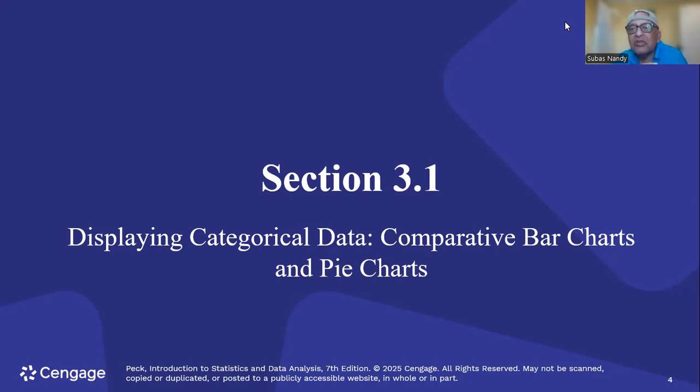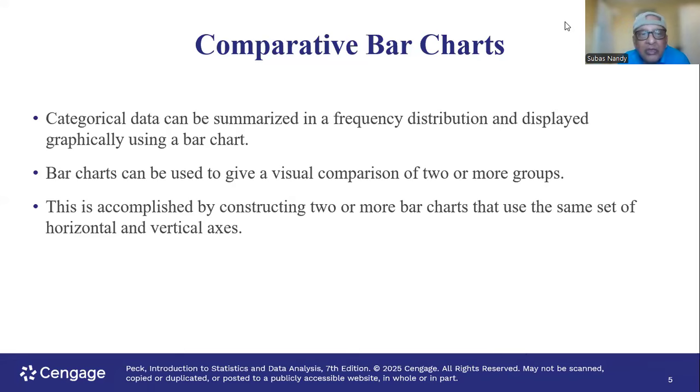So today we are going to talk about how to display the categorical or non-quantitative data, qualitative data, basically categorical data that we have collected. How will I display it so that people can look at charts and make some conclusion? Categorical data can be summarized in a frequency distribution and displayed using a bar chart.